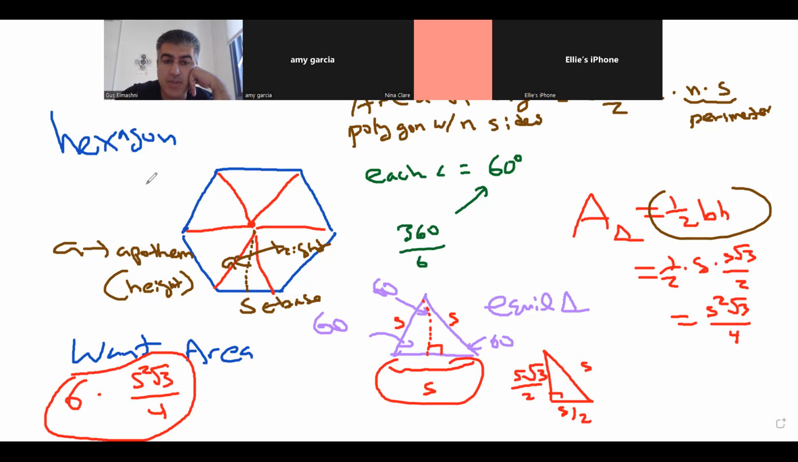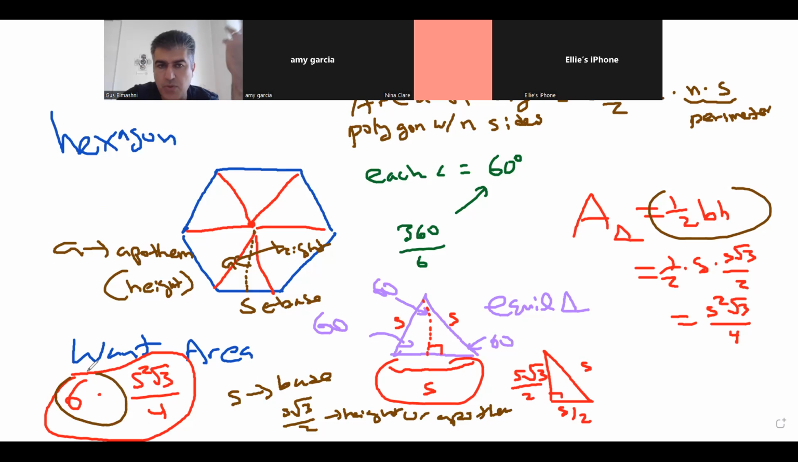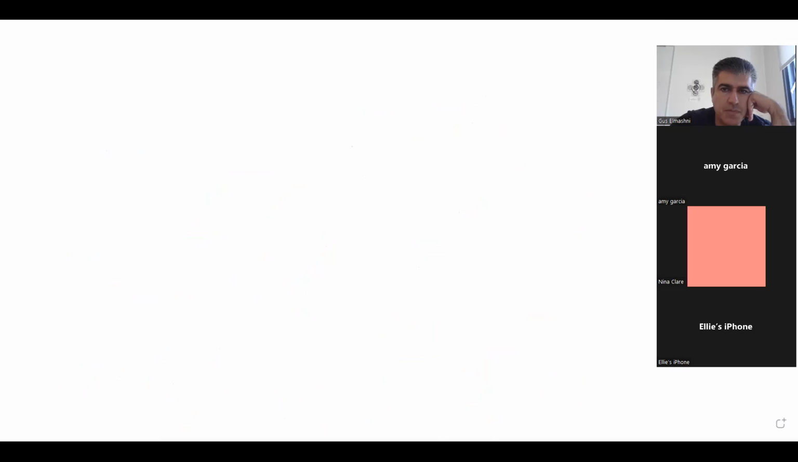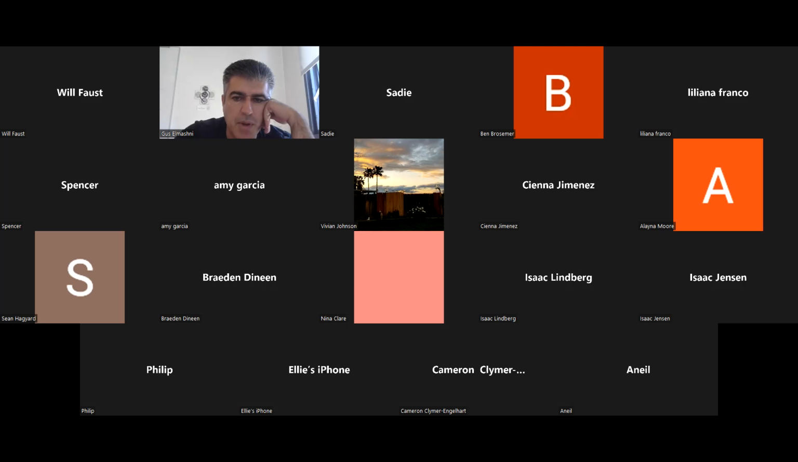So like for the hexagon, S was the base, and S root 3 over 2 is the height, or the apothem. And of course, you have 6 triangles, 6 sides. And there's also 1/2 that we incorporate into our answer. So now let's do some problems.